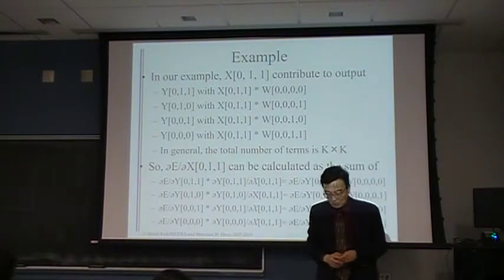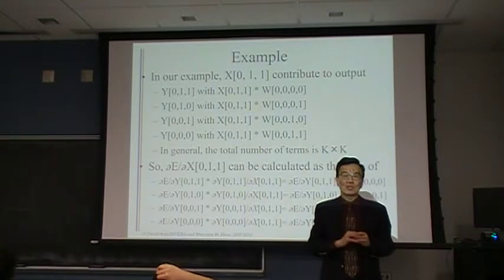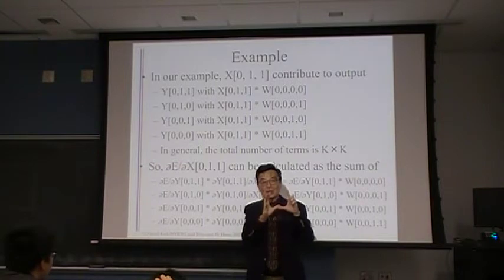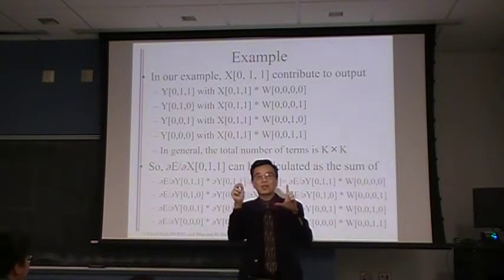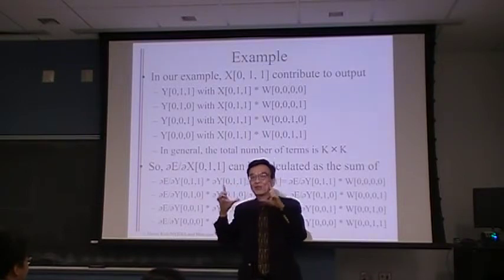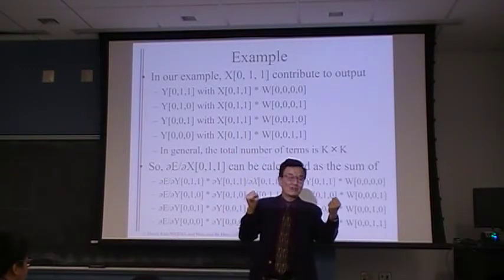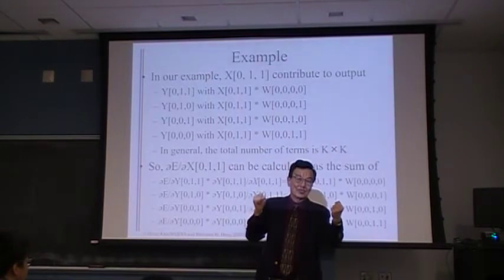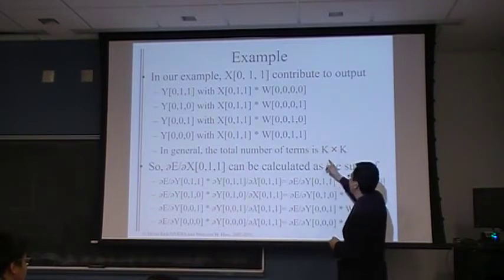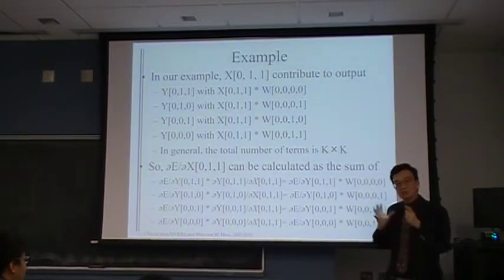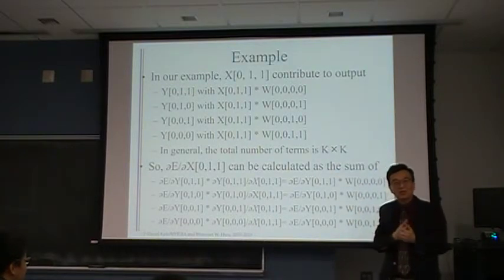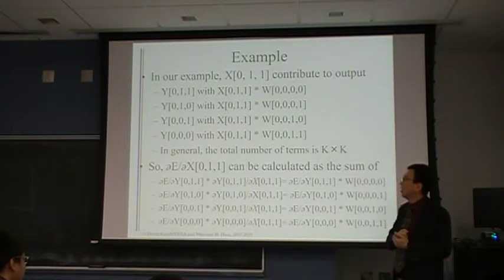But in general, there are not that many of these terms, because each x value is going to only affect a limited number of y values. The scope is defined by that filter. The bigger the filter, the more y values each x value affects. So that's why, in general, the total number of terms is only k by k. Smaller. 3 by 3, you only have 9 terms, rather than potentially millions of terms in the previous example.